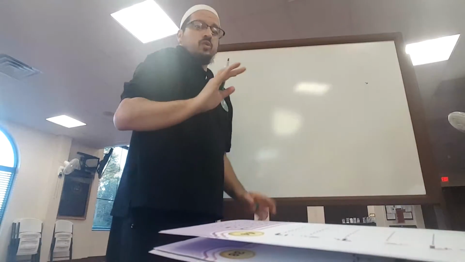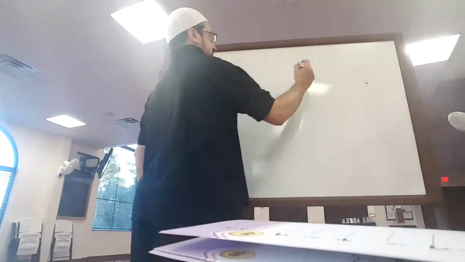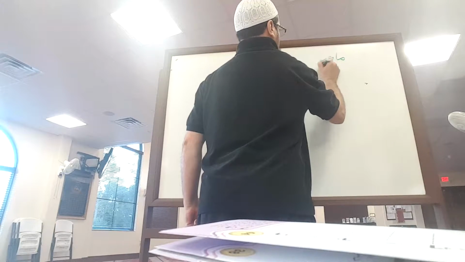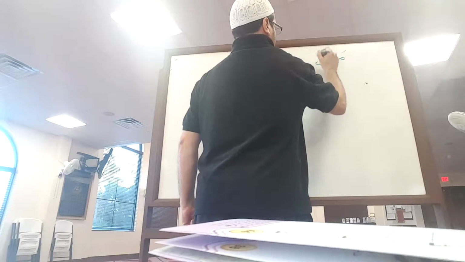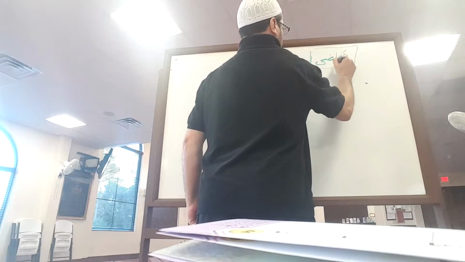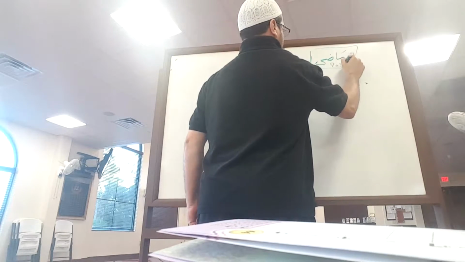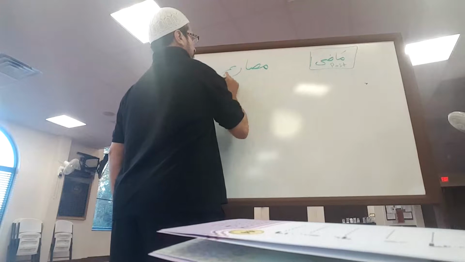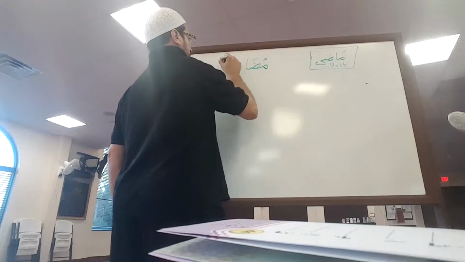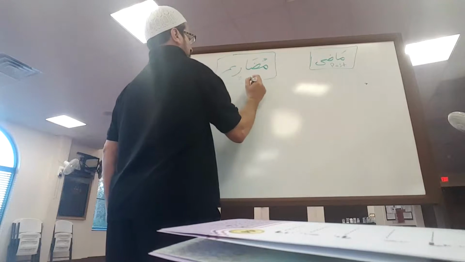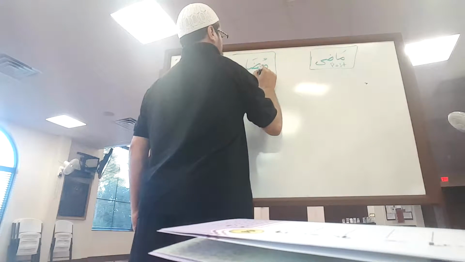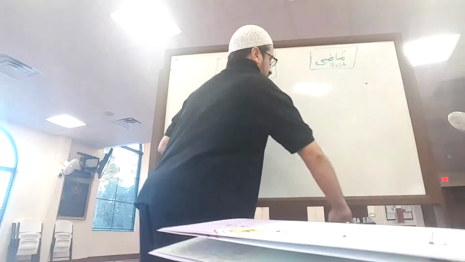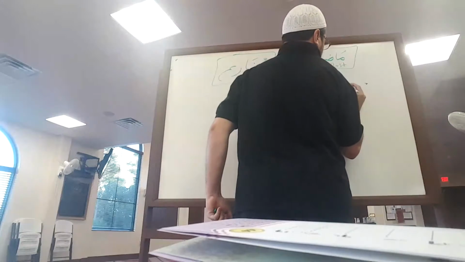I'm going to give you two types of verbs. So you have past, Madi, which means past. And مضارع means present. Okay. So now Madi, just to give you an example, for example ذهب, كتب.